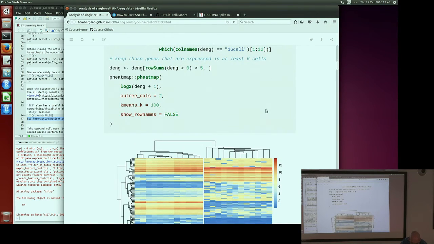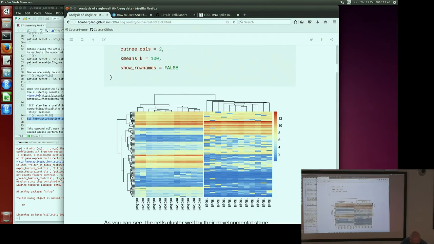What we can do then is plot a heat map, where, looking only at the expression for each gene of these two groups, it is actually quite easy to tell just by eye that these are clearly two distinct groups of cells.